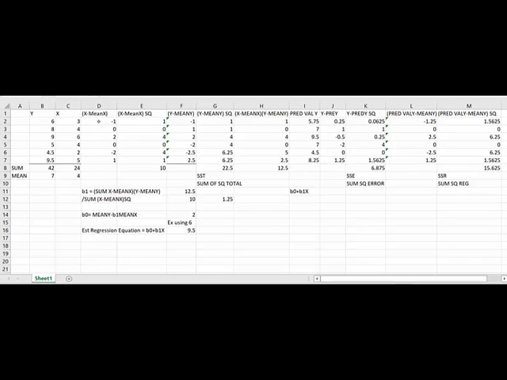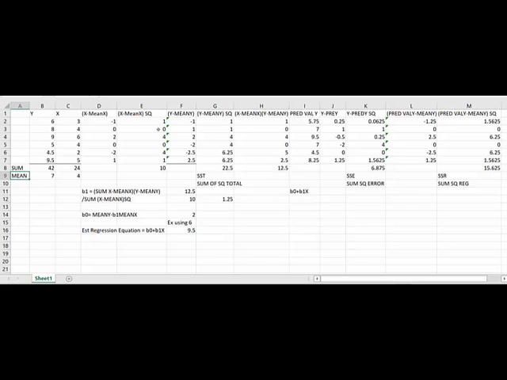Okay, so in the second column for D, we're going to see x minus the mean of x. So we have 4 minus 4 is 0. 0 squared is 0. 6 minus 4 is 2. 2 squared is 4. 4 minus 4 is 0. 0 squared is 0. 2 minus 4 is -2. -2 squared is 4. And 5 minus 4 is 1. 1 squared is 1. In our next column, we're going to take y minus the mean of y, and then we're going to square it.